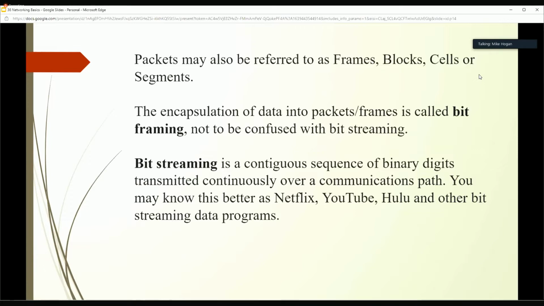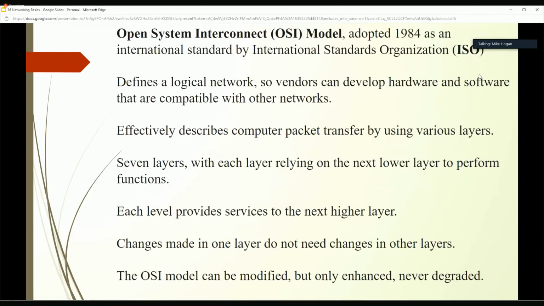Talking about bit framing, encapsulation of data into packets or frames is called bit framing, not to be confused with bit streaming. And basically what it's talking about is how they put the packet together, the bits together again. Remember, all of this data is represented as bits. And then we're going to dive into the OSI model.